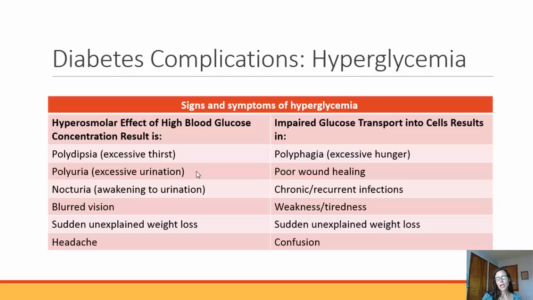And then because we're not getting the glucose into the cells, it results in excessive hunger, poor wound healing because we don't have the tools or energy to heal our wounds, and also we're breaking down our protein for gluconeogenesis. And again, if we don't have energy, it's just going to lead to more infections. And we also get infections for other reasons that we're going to talk about: weakness, tiredness, weight loss, confusion.